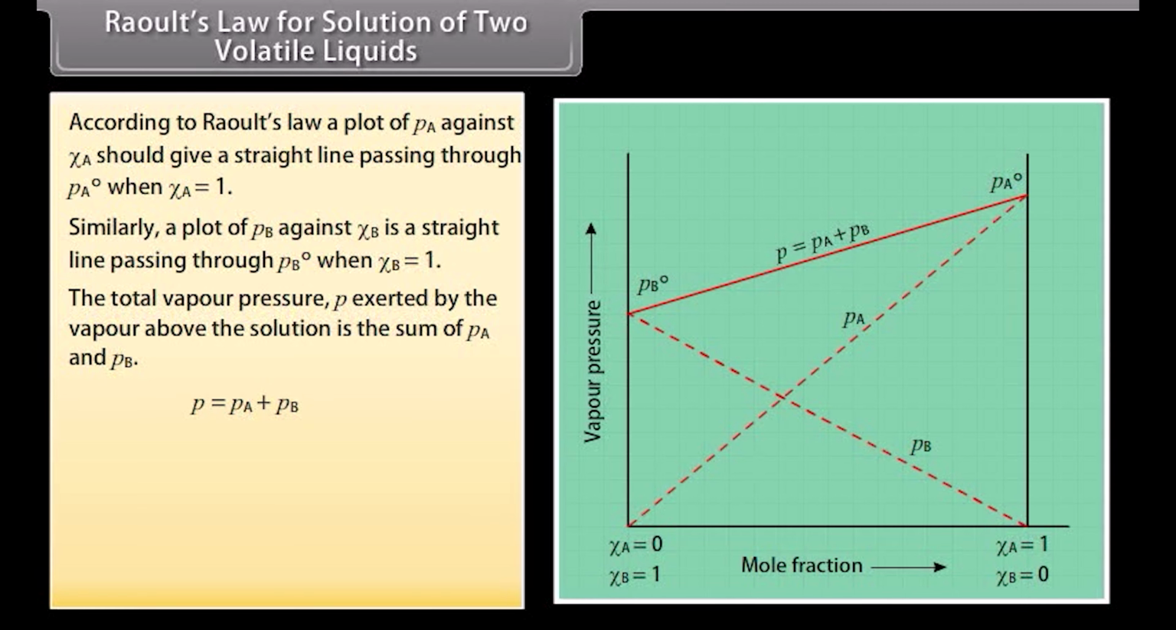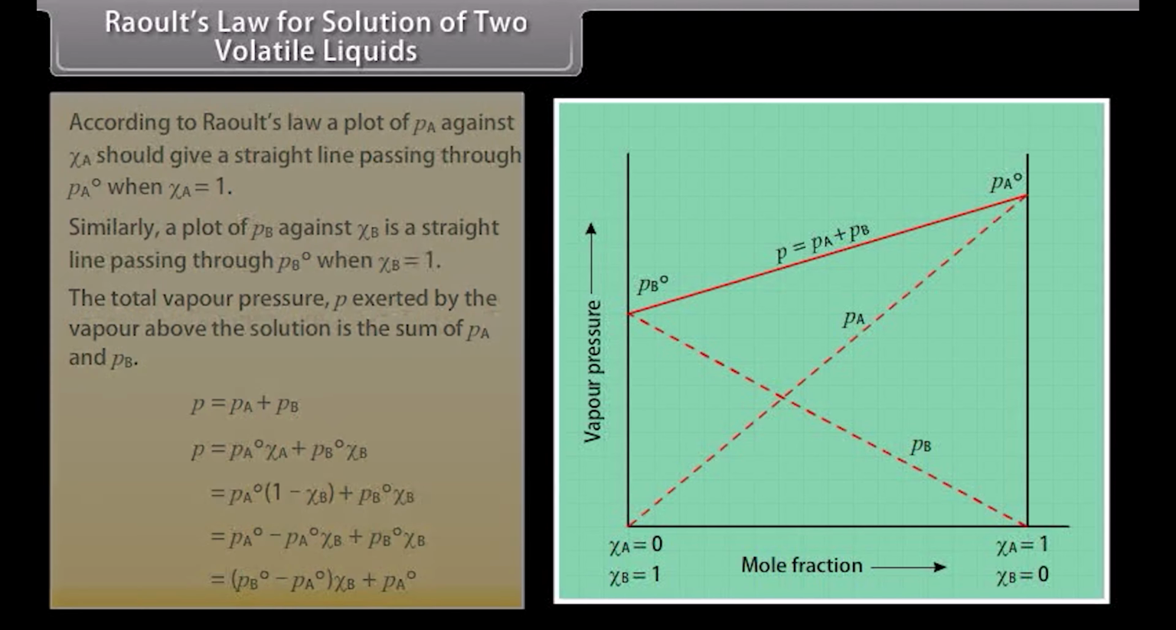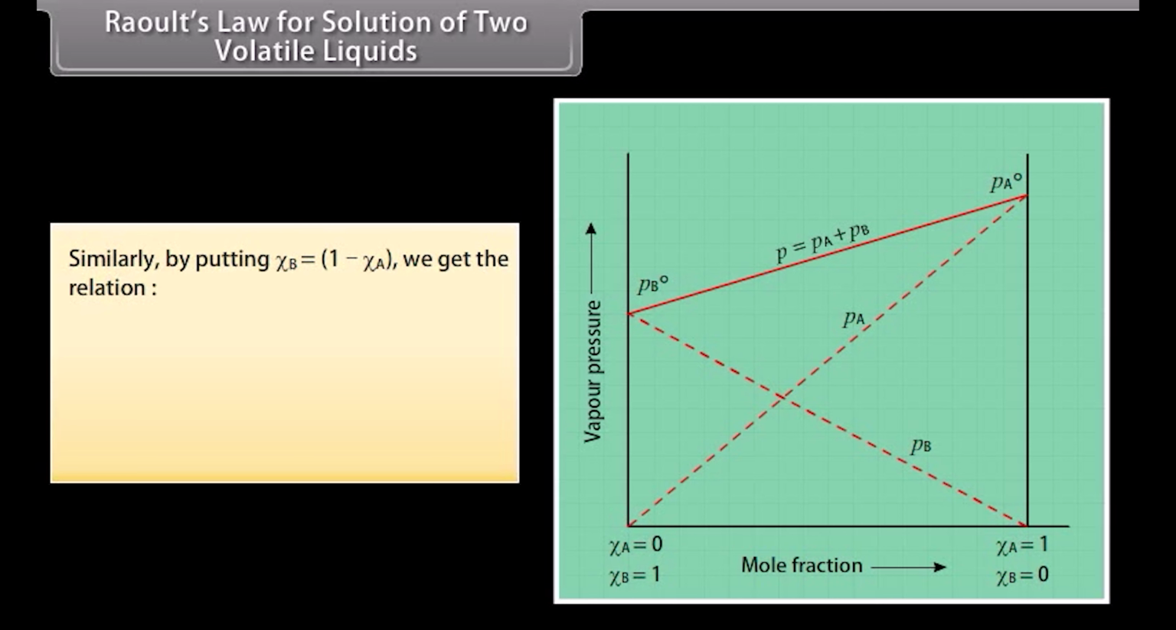P = PA + PB. By putting XA = 1 − XB, we get the relation P = (PB° − PA°) XB + PA°. Similarly, by putting XB = 1 − XA, we get the relation P = (PA° − PB°) XA + PB°.